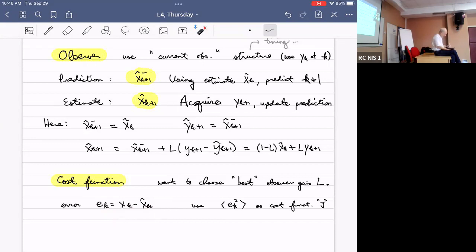So this error, e_k, is just the difference. And I want to use the ensemble average of e_k squared, the variance of errors, as the cost function. So we want to choose L in such a way that our estimates are going to be as close as possible to the true state on average. And of course, we have to square it because it can fluctuate. If we've done this right, it'll be unbiased, but it'll always be fluctuating around. So it's the square that we should look at.